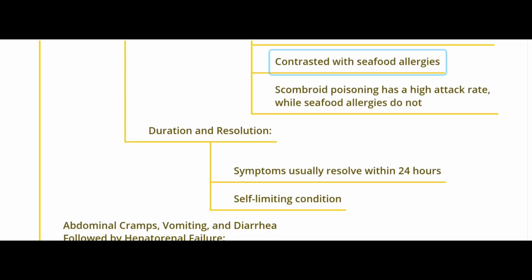And seafood allergies are quite rare, while scombroid reaction is a lot more common, since scombroid reaction doesn't need genetic predisposition. The symptoms usually resolve within 24 hours, and it's a self-limiting condition unless we have bronchospasm. Then we will need antihistamines, corticosteroids, and the whole protocol of bronchospasm.